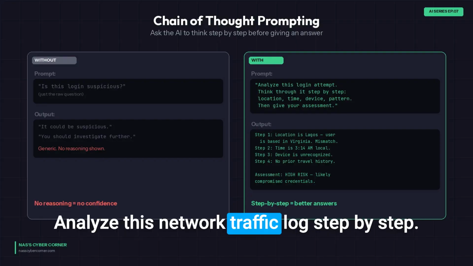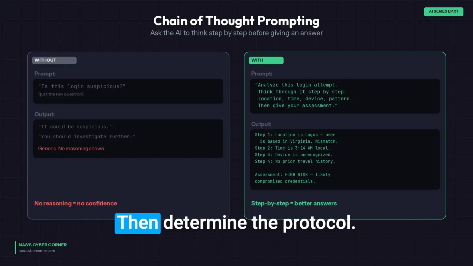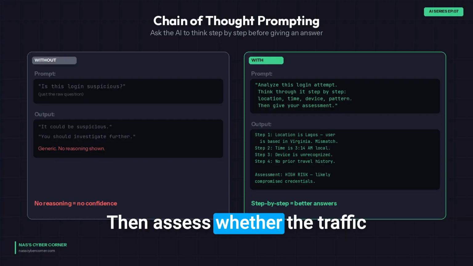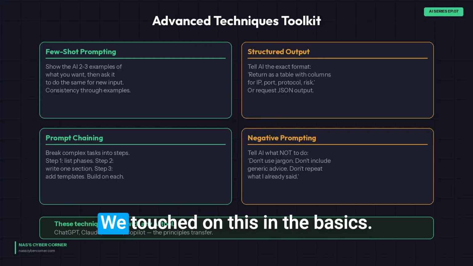Analyze this network traffic log step by step. First, identify the source and destination IPs, then determine the protocol. Then assess whether the traffic pattern is normal or suspicious. We touched on this in the basics.